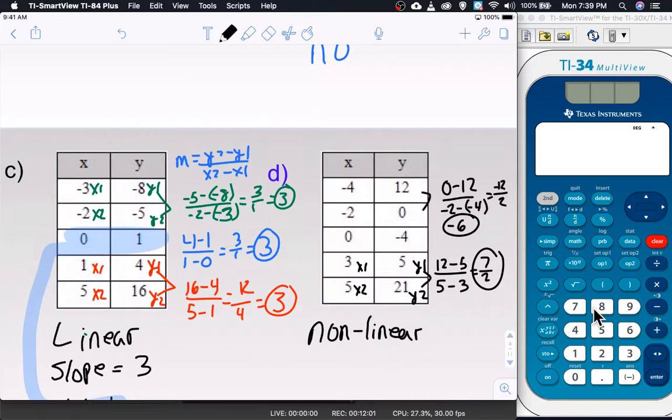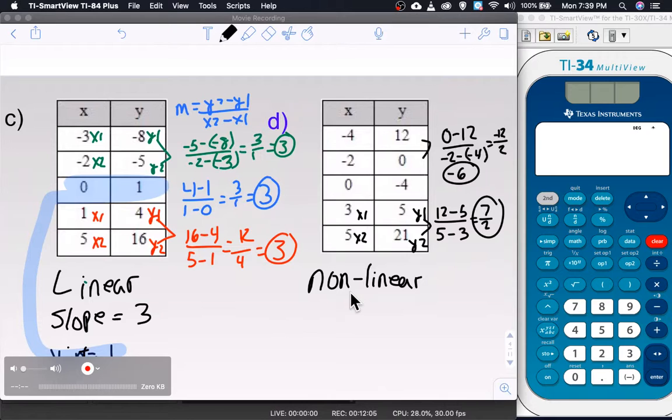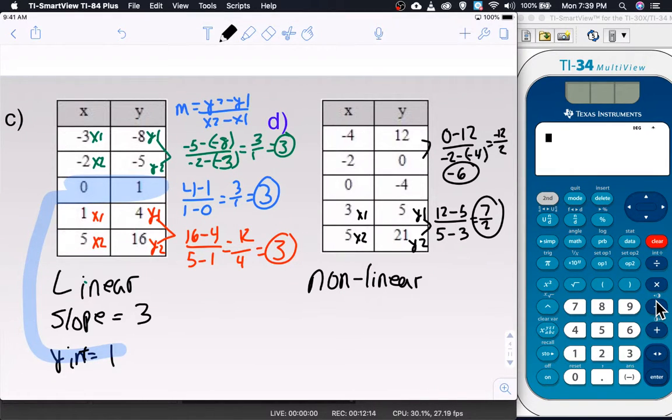Okay? You could have graphed this. If you would have graphed these points on a graphing calculator, you would have seen very quickly and clearly that it is not in a straight line. It is very bumpy all over the place. You could have also done this in something like Desmos.